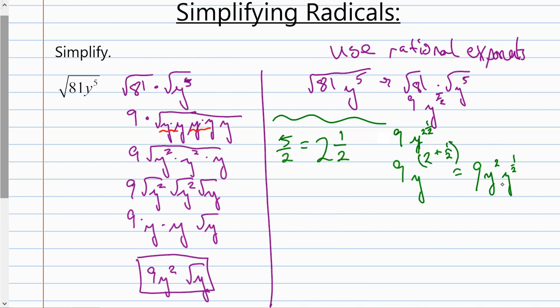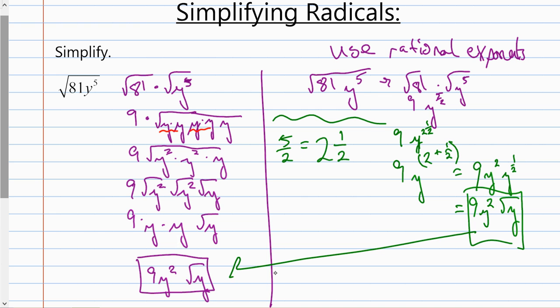If I make use of my rules of exponents, this turns into this. So that leaves me with 9y squared, and y to the 1/2 power could be written as the square root of y. And you'll notice that I get the same place whichever method I choose to do this. I just have to be careful as I'm thinking through my exponents. So that's the end of this video. We will come back and do a few more of these in the next video.